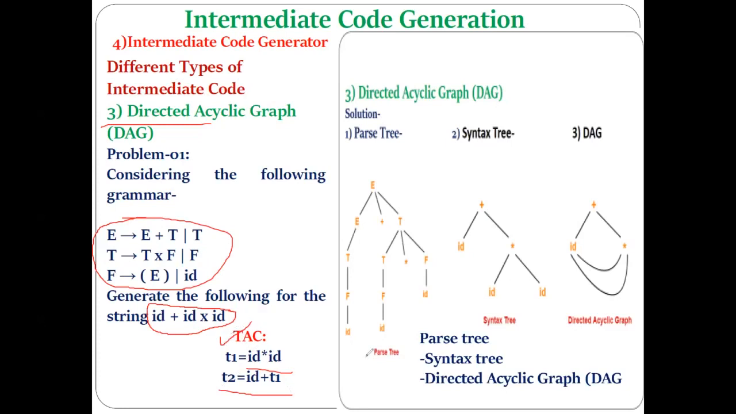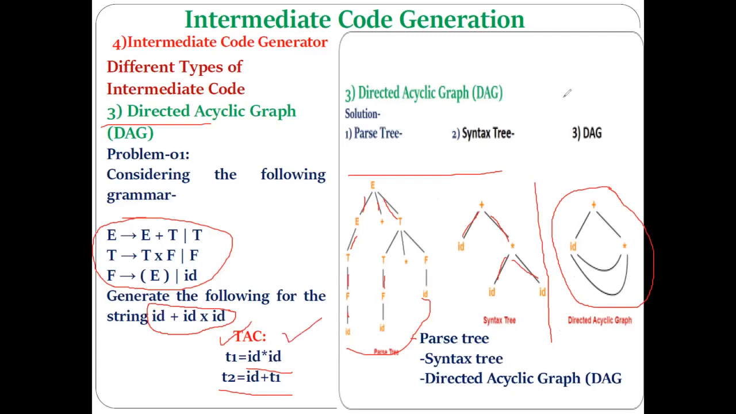Now we'll generate the three kinds of trees for this same expression, so you understand what exactly the DAG is. First the parse tree, for which you utilize the grammatical symbols: E derives E plus T, then E derives T, T derives F, F derives id, and T derives T into F. Likewise you generate the parse tree. In the syntax tree, or abstract syntax tree, we don't use grammar symbols, so it is generated as id plus id into id. Now how can we generate the DAG? If you compare, the DAG is the most compact form as compared with both of these trees. Using the TAC, we can generate the DAG.